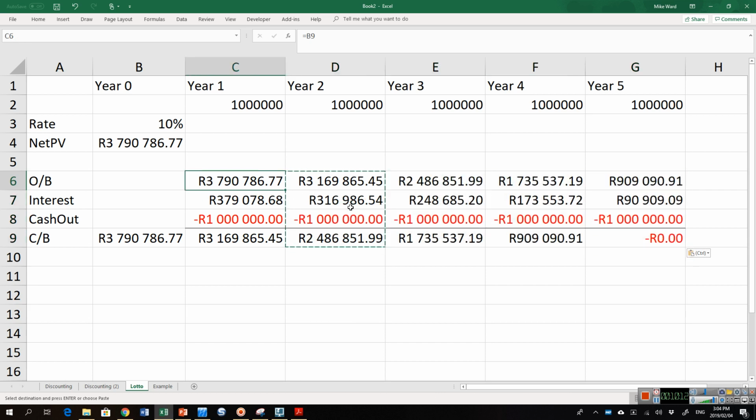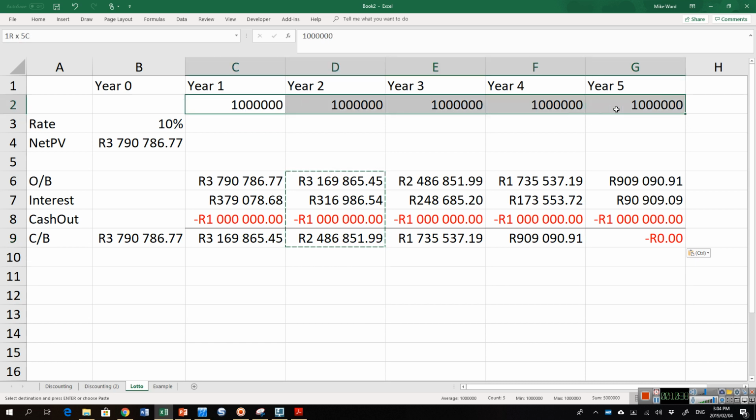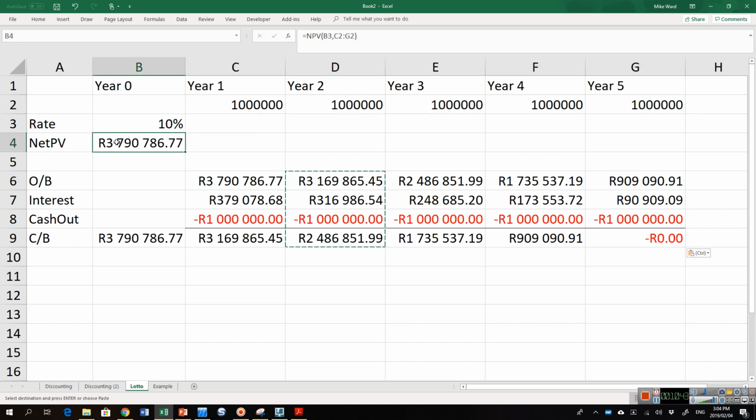What I'm really trying to show you here is that if you took the present value, 3.79 million, and deposited it in the bank and earned interest on it and then drew out the million each year, it would exactly match the same set of cash flows that you got from the lotto. Put differently, getting $1 million every year for 5 years is exactly the same as getting a lump sum of 3.791 million in today's terms. So that is the principle of what we are really trying to do.